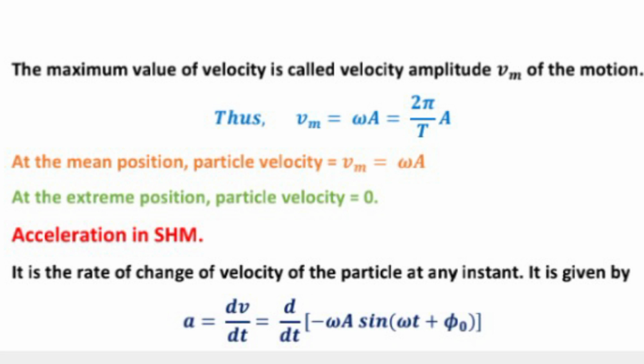At the mean position, the particle velocity Vm equal to omega a, and at the extreme position, the particle velocity is equal to 0.